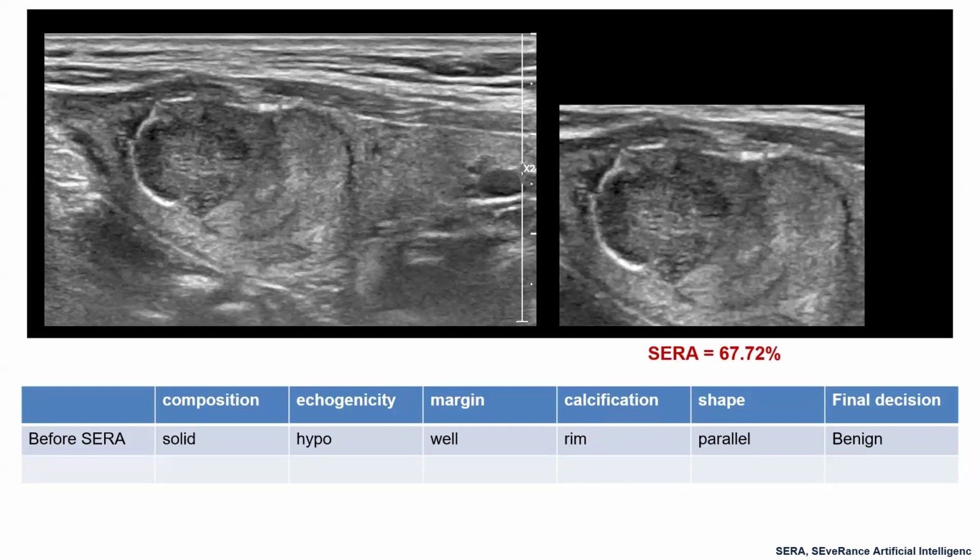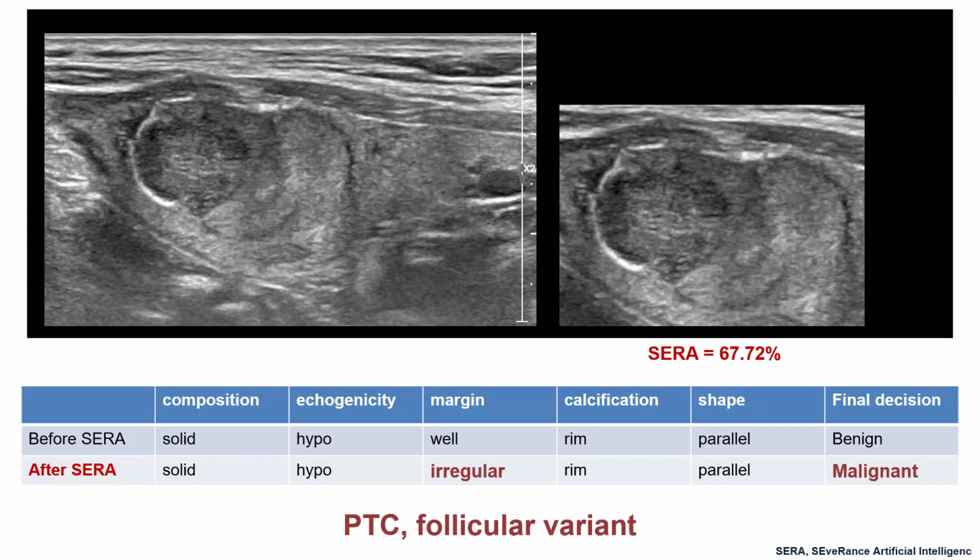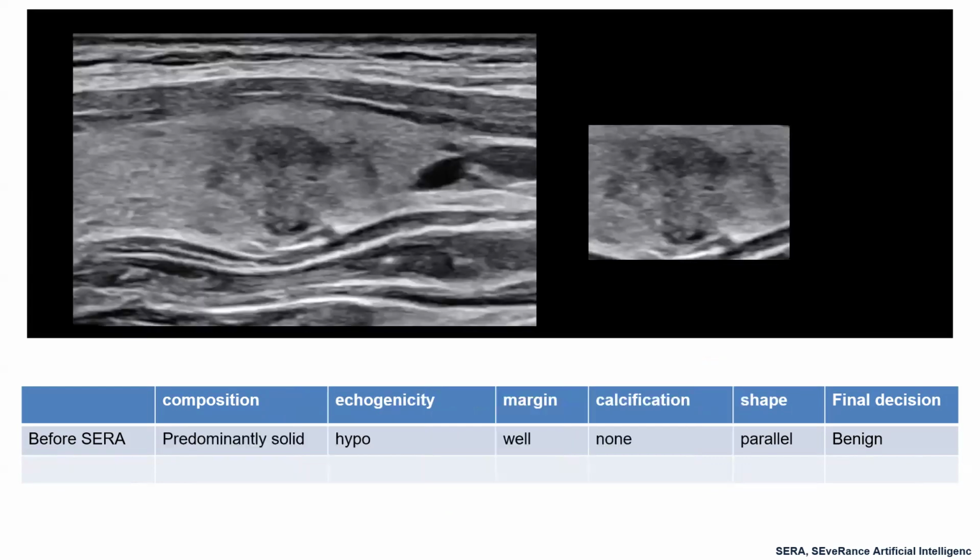By combining the Theta value with the ultrasound image, the margin analysis and final judgment were revised. In surgery, the nodule was found to be cancer. This nodule was diagnosed as benign on ultrasound. The Theta value was high.